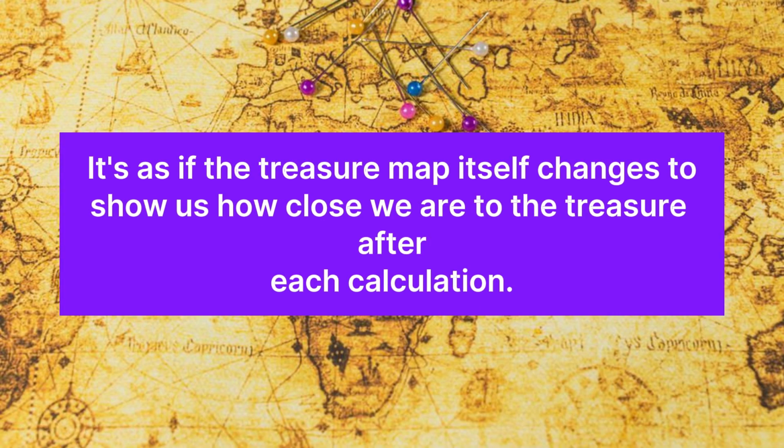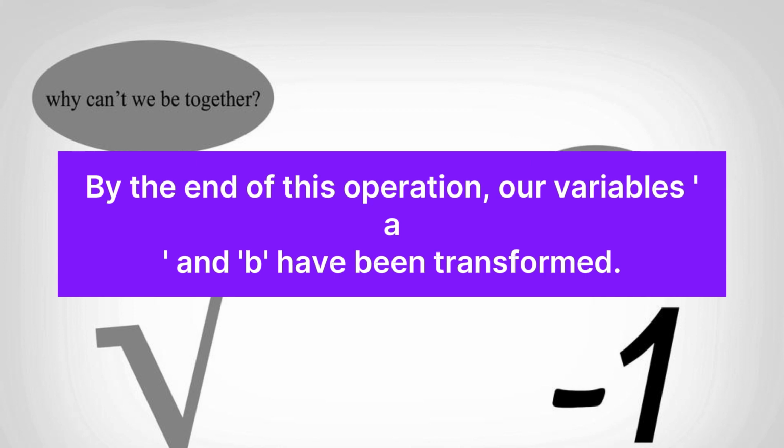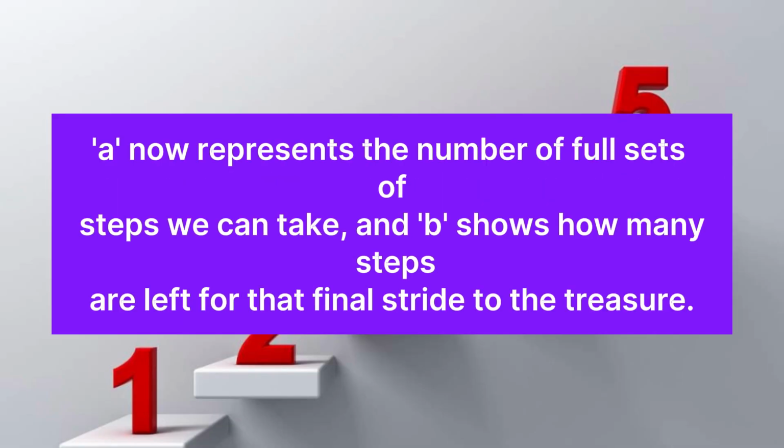It's as if the treasure map itself changes to show us how close we are to the treasure after each calculation. By the end of this operation, our variables a and b have been transformed. A now represents the number of full sets of steps we can take, and b shows how many steps are left for that final stride to the treasure.